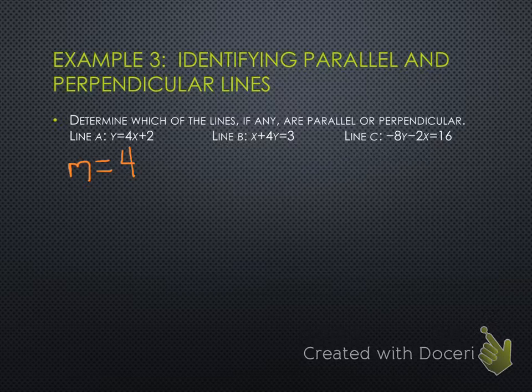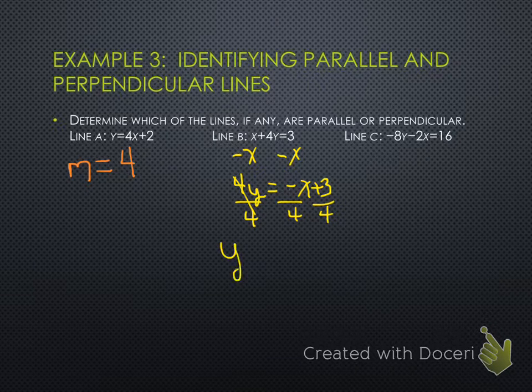Here I'm going to have to solve for y. So I'm going to subtract x from both sides. So I'm going to have 4y equals negative x plus 3. Now I need to divide by 4 to get y by itself. And remember, I must divide everything by 4. So those cancel out, and I'm going to have y equals negative 1/4 x plus 3/4. So what this is meaning is that my slope is negative 1/4.